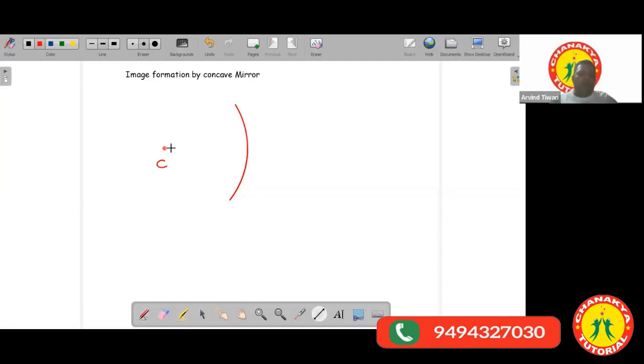And if we draw a line passing through center of curvature and pole, so this line we will call as principal axis. So this line can extend both sides. You can extend this line both sides like this. So this point we call as the pole. Now, if you polish it, so let's try to polish the outer surface. So here you have a little bit of polishing. That is, this is a concave mirror.